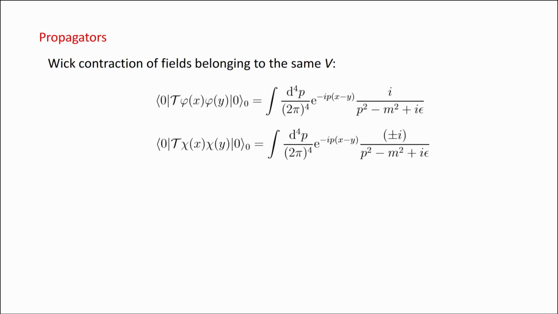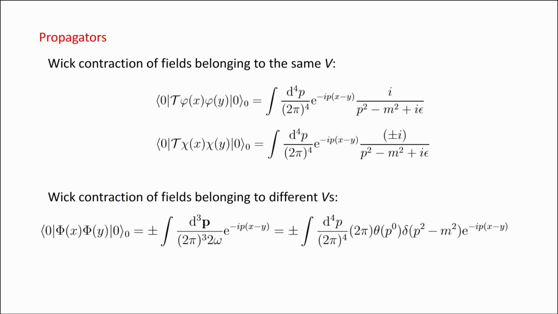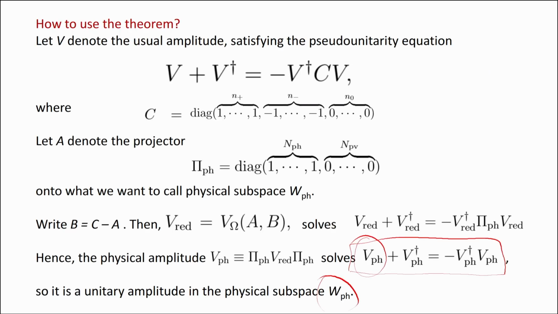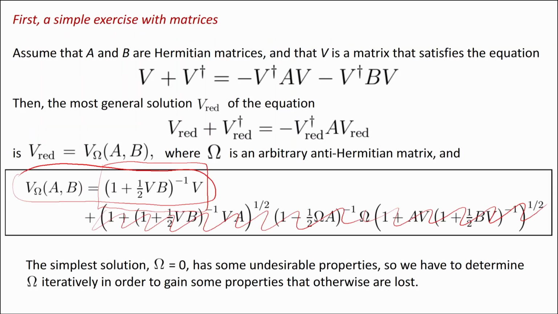As usual, the Wick contraction of fields belonging to the physical set is the Feynman propagator. The Wick contraction, the T-ordered product of fields belonging to the set we want to remove, is given by the Feynman propagator, but it could be multiplied by a minus sign. So we have two possibilities here. But then you have also to contract fields that belong to different V's, because in the formula that we have seen before, you have many terms, many. Let's go back and see.